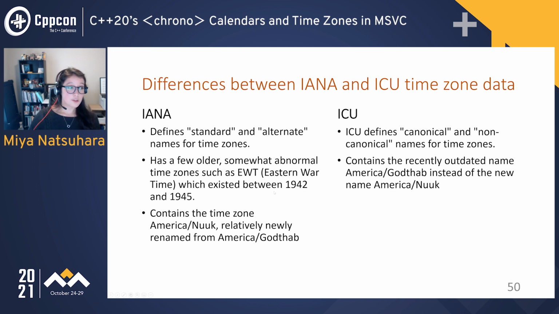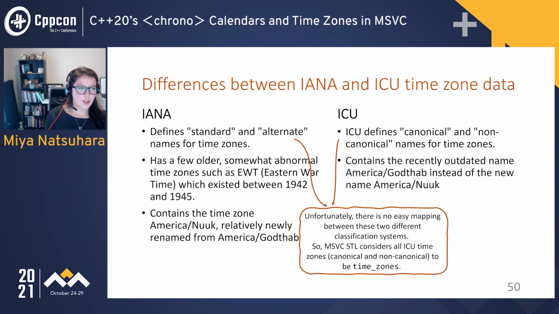IANA also has a few older, somewhat abnormal time zones. Like, I don't know if you ever knew that EWT, which is Eastern Wartime, existed as a time zone because it only existed in the 1940s for a few years. But IANA is very, very thorough, and it does have that information there, whereas the ICU doesn't. IANA also contains the time zone renames from fairly recent changes within the last year or two, whereas ICU, it looks like, has slightly outdated data, but there are very, very few discrepancies.